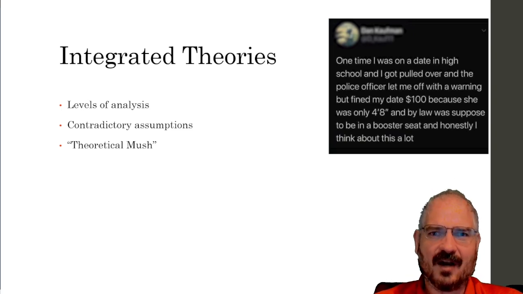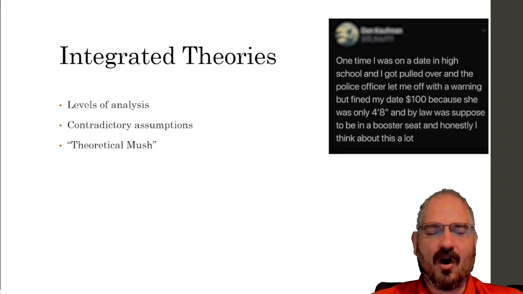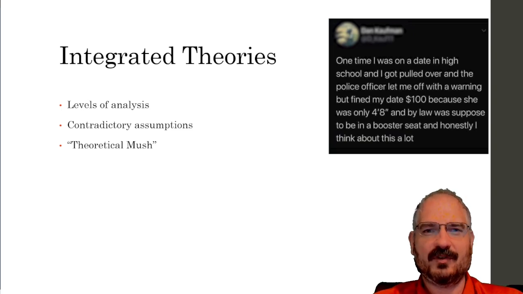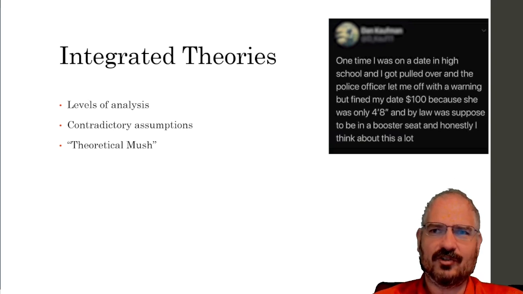So we have to be careful to make sure that if we're combining two or more theories, if there are contradictory assumptions, we have to resolve those somehow. We have to figure out which theory's assumption is kind of wrong, and we're no longer going to assume that, and does that completely then destroy our integrated theory? All right?